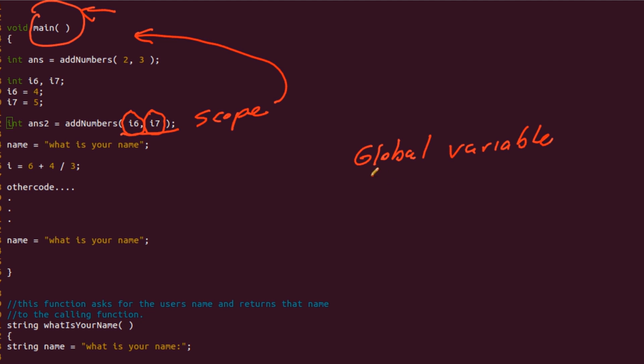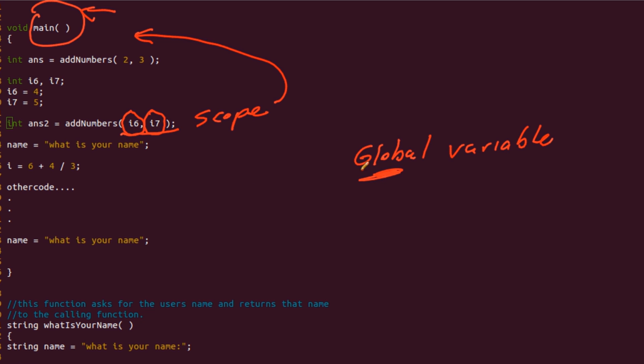Now, the problem with global variables is, let's say I name a global variable I6, and somewhere in some obscure function somewhere else, I accidentally declare a variable called I6, or rather I don't declare it, I just set a variable called I6 equal to 2. Well, what I just did is I overwrote my global variable that was supposed to hold 22. Now it equals 2.